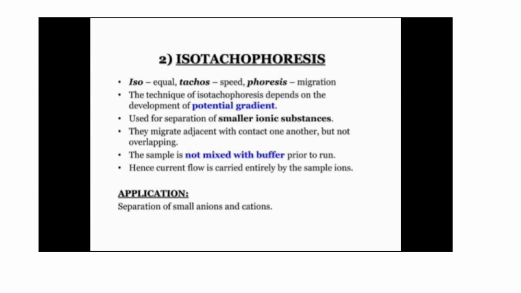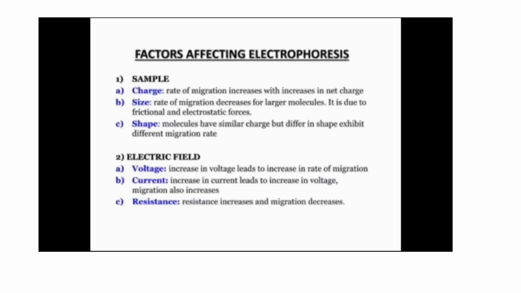Isotachophoresis. Iso means equal, tacho means speed, and phoresis means migration. This technique is useful for the separation of smaller ionic substances, that is, the separation of small anions and cations. The factors affecting electrophoresis are, first, the sample. The sample includes charge, size, and shape.